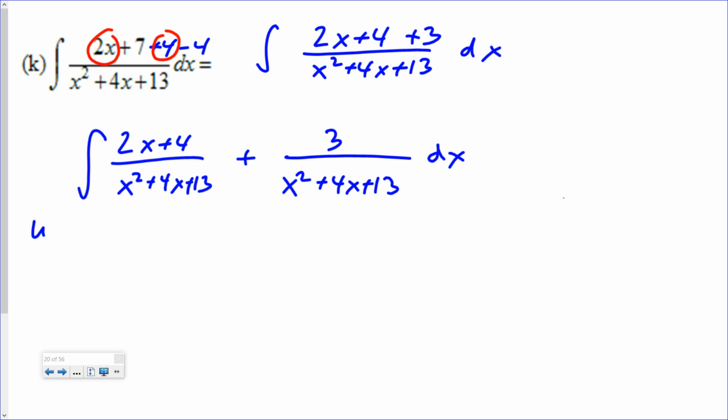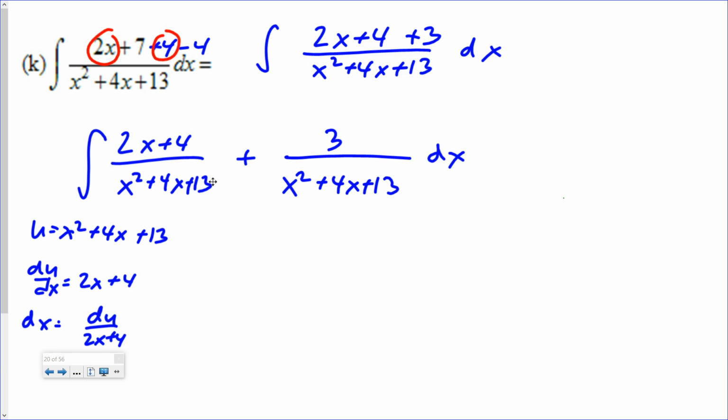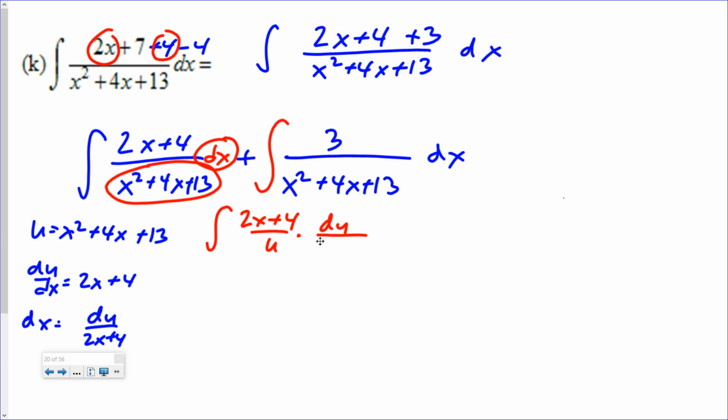Okay, but if u-substitution doesn't work, think about splitting it this way. Over here, my u is equal to x squared plus 4x plus 13. My du/dx is equal to 2x plus 4. My dx is equal to du over 2x plus 4. I substitute two things. Oops, I forgot my dx. Okay, remember this is two problems. So I substitute my dx and I substitute my u. So this on the left side becomes 2x plus 4 over u times du over 2x plus 4.